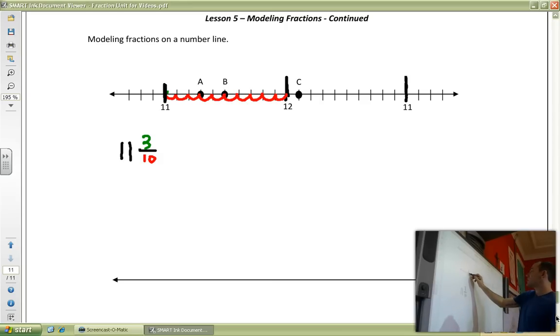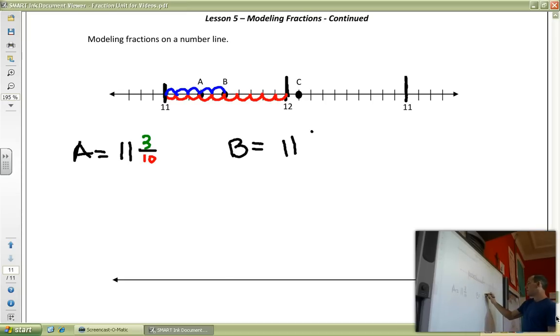B, if we count it out, is 1, 2, 3, 4, 5 steps out of 10. So B, let's do this for you, organize my thoughts a little bit. B is going to be 11 and 5/10.